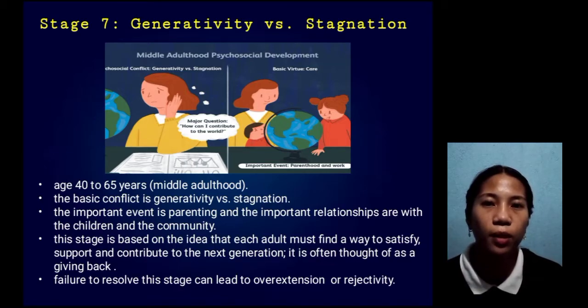Through generativity, we develop a sense of being a part of the bigger picture. Success leads to feelings of usefulness and accomplishment, while failure results in shallow involvement in the world. By failing to find a way to contribute, we become stagnant and feel unproductive. These individuals may feel disconnected or uninvolved with their community and with society as a whole. Success in this stage will lead to the virtue of care.